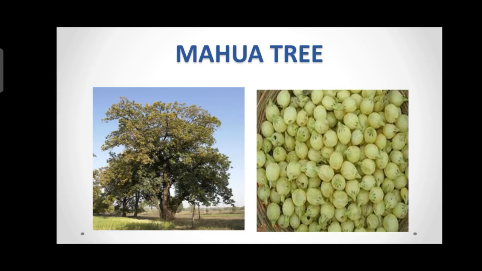In the picture, you are able to see the mahua tree and the mahua fruit. Mahua is an important tree for the Adivasis or tribals because they eat the mahua flower and they use its leaf for various purposes and they make a drink from it as well.